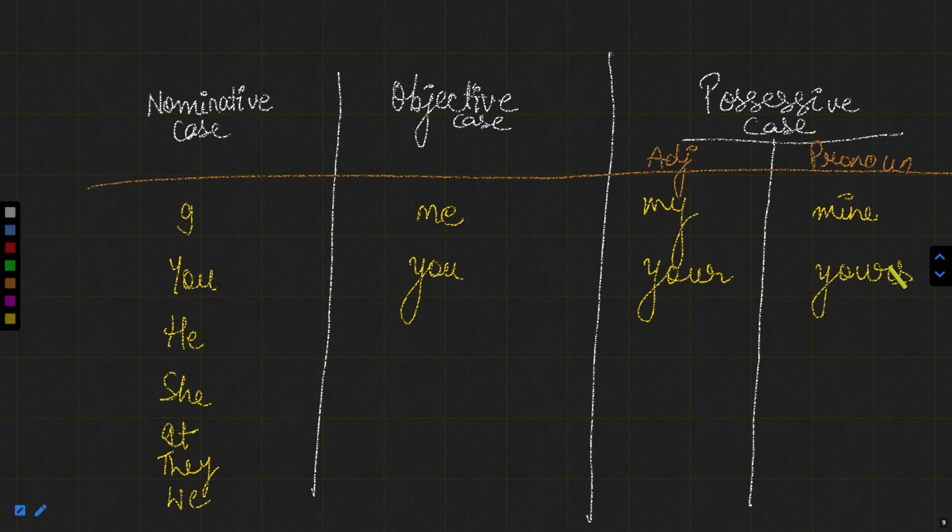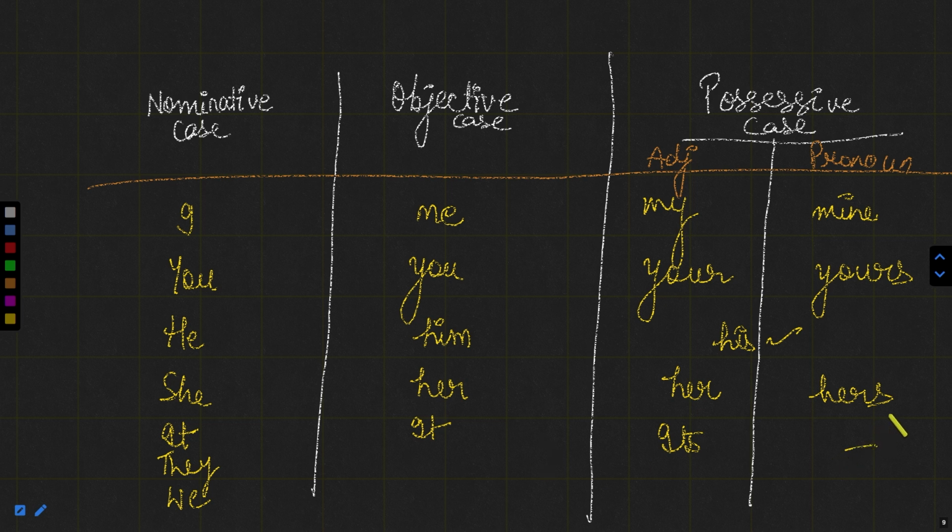Okay, for example, this is yours. For he, we have the objective case him, and for the possessive case, it should be one only, that is his, and it is used in both manners. For she, we have the objective case her, and her as an adjective, and hers is the pronoun. For it, we have the objective case it, and the possessive adjective, that is its.